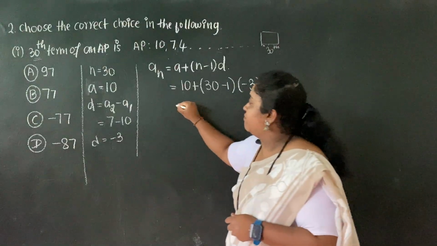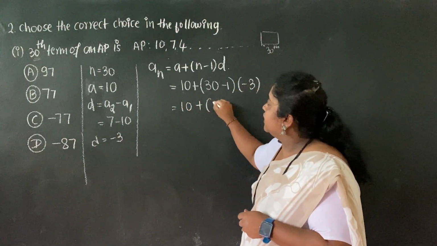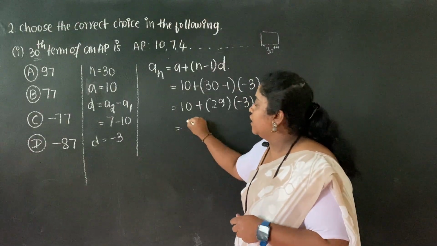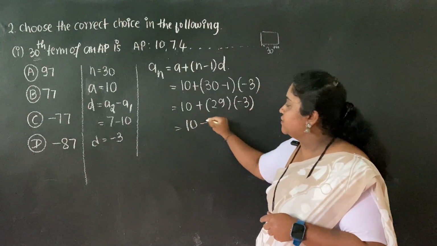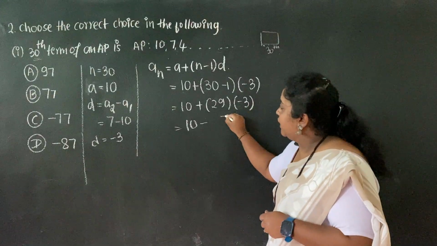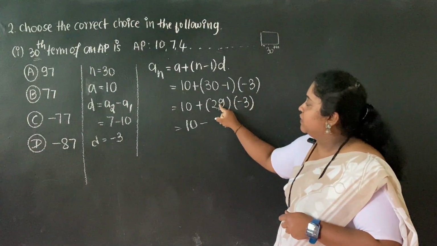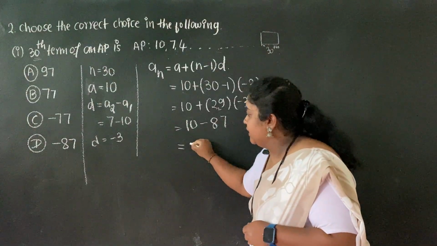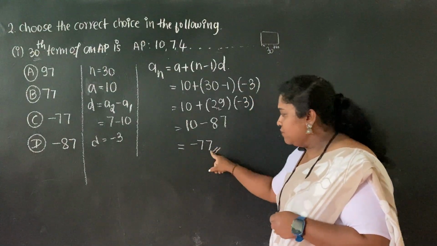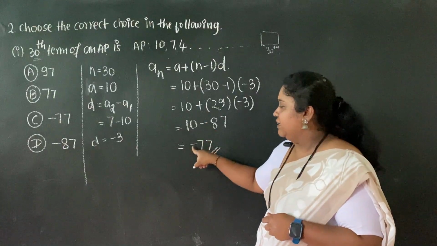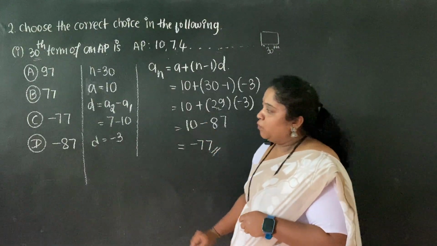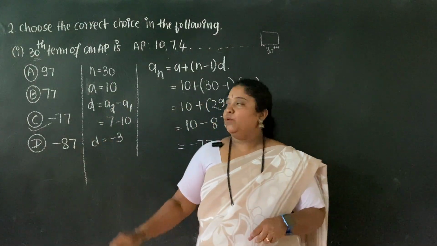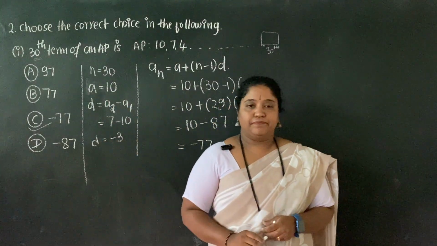Okay, let me simplify this. 10 plus (30 minus 1) is 29, into minus 3. Look at the board. Plus into minus is minus. 3 nines are 27, 2 carry. 3 twos are 6 plus 2, 8. So 10 minus 87. What is the answer, dear? 77. The bigger number's sign is negative, so minus 77. Which is the option, dear? Option C is minus 77. Okay, we'll move to the next question.